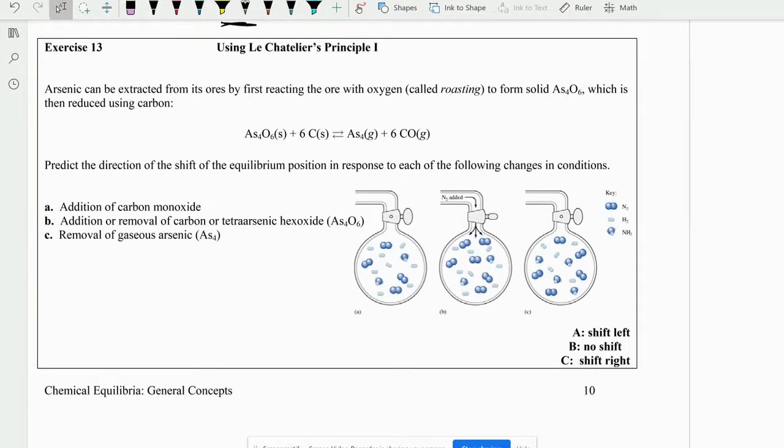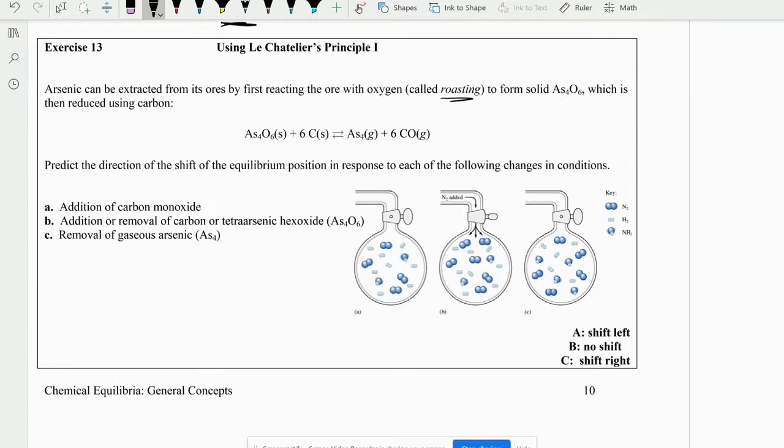It says arsenic can be extracted from its ore by first reacting it with oxygen, and that's a process we call roasting. Okay, and it does that to form solid As4O6, which is then reduced using carbon. So go ahead and take a look at the reaction. You can see the double arrows there.